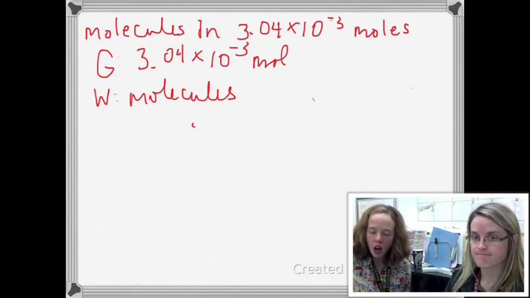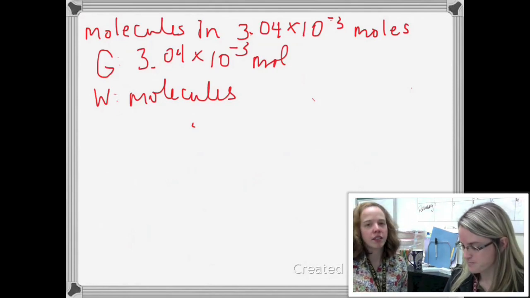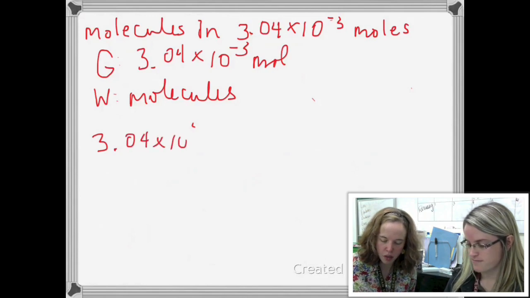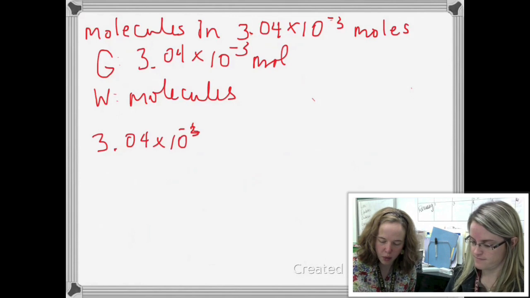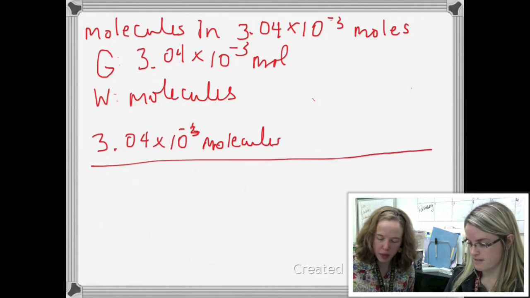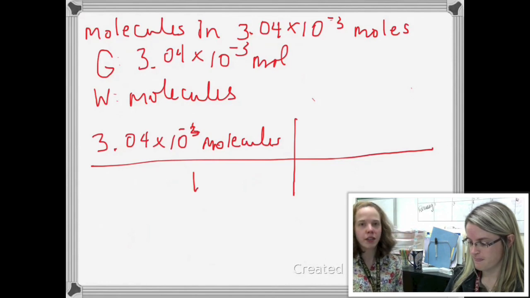Parts. All right. So where do we put what we're given? At the very beginning on the top. 3.04 times 10 to the -3. All right. And this is molecules. And yeah, it's hard to abbreviate because otherwise we also have moles. We're going to make our tracks. We're going to put a 1 on the bottom so we don't think we just left it off there.